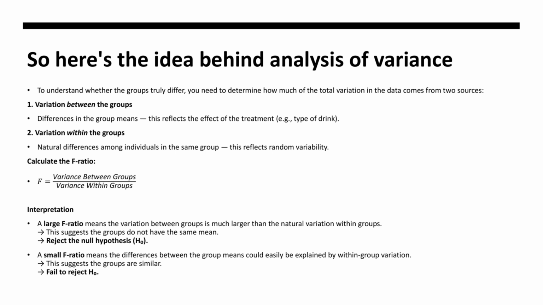A large F ratio means the variation between groups is much larger than the natural variation within groups. This suggests that the groups do not have the same mean. In this case, we reject the null hypothesis and conclude that the treatment, in our example the beverage, has a significant effect. A small F ratio means the differences between group means can easily be explained by within-group variation. In other words, the groups look different only because of randomness. Fail to reject the null hypothesis.